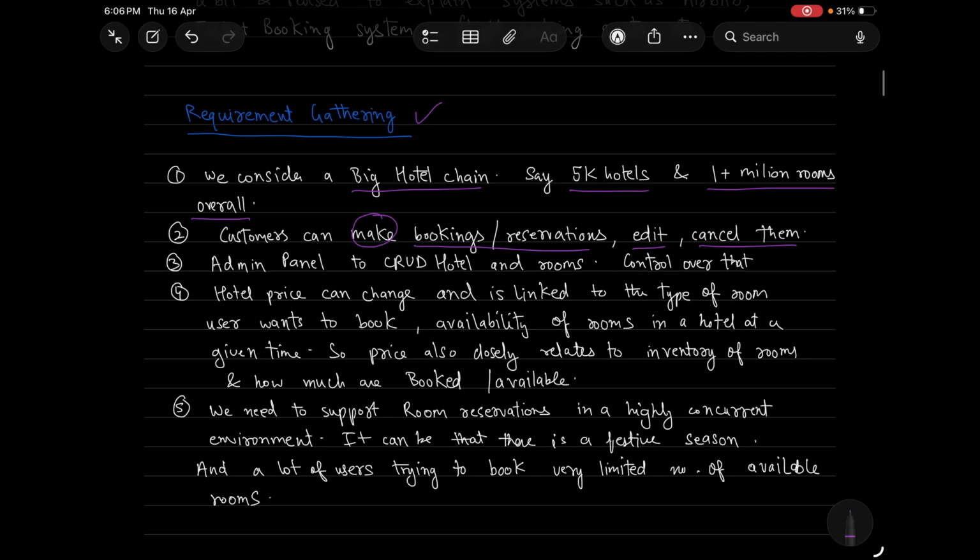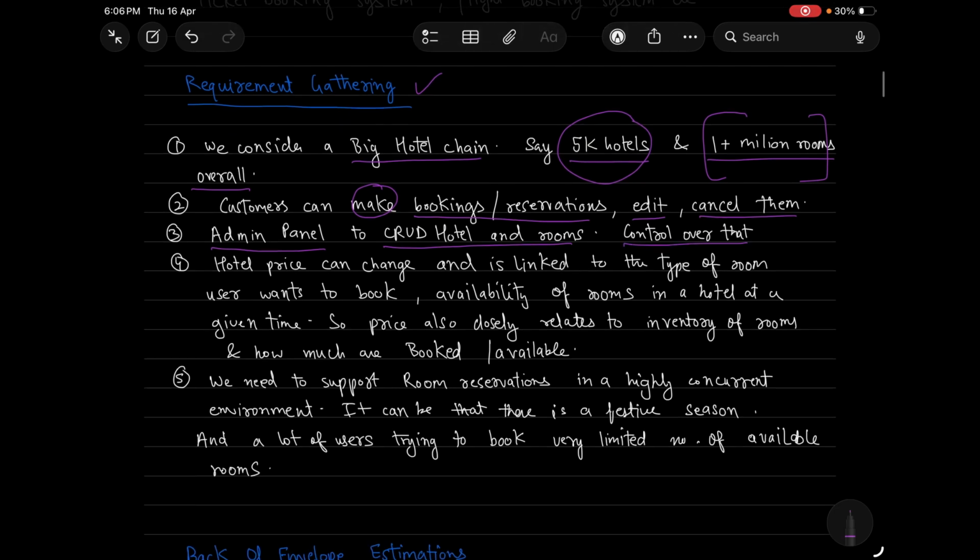Then there needs to be an admin panel to CRUD hotel and rooms. So for addition of newer hotels and all these rooms, which we discussed above, that it has 1+ million rooms of different types, then it has too many hotels. It's quite a big chain. So all the CRUD related to that is to be done by admin panel. So we need admin APIs for that. So we need control over that.